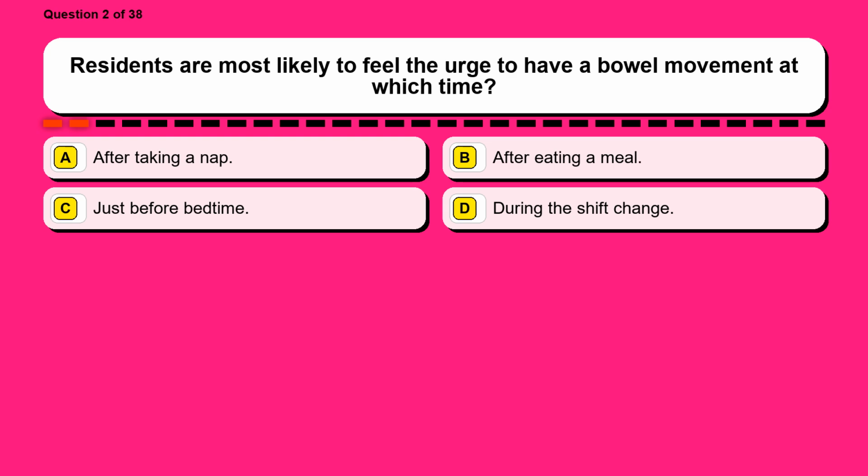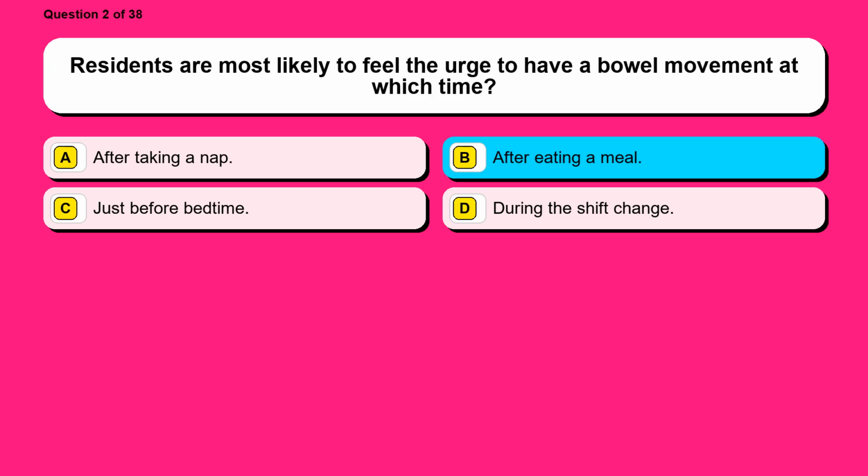Question 2. Residents are most likely to feel the urge to have a bowel movement at which time? Option A, after taking a nap. Option B, after eating a meal. Option C, just before bedtime. Option D, during the shift change.